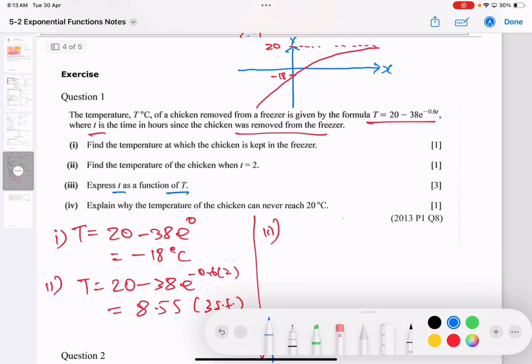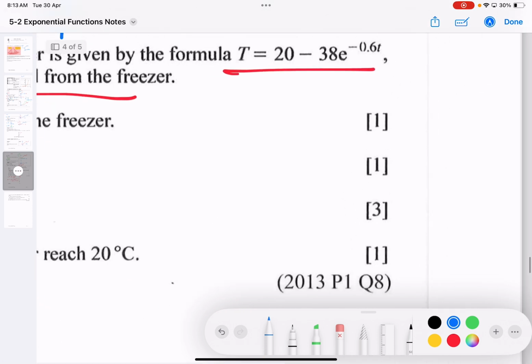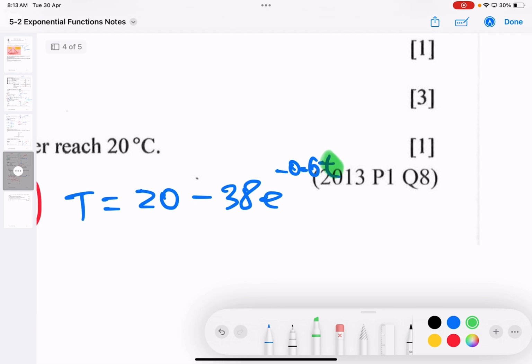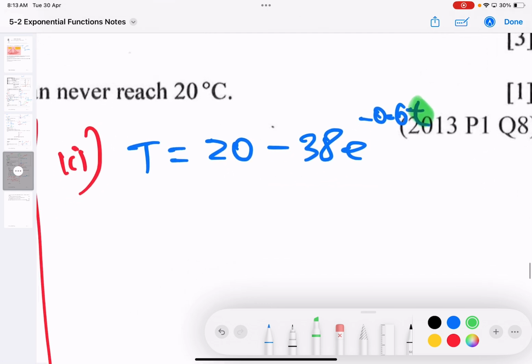Now the equation that we have is from above, so I'm going to rewrite it down here. T is equal to 20 minus 38e to the power negative 0.6t. Now I want to make this little thing here the subject of the formula. I understand from my secondary 2 days that if I want to make something the subject, it must be alone by itself on one side. Does it make sense? So I'm going to do that.